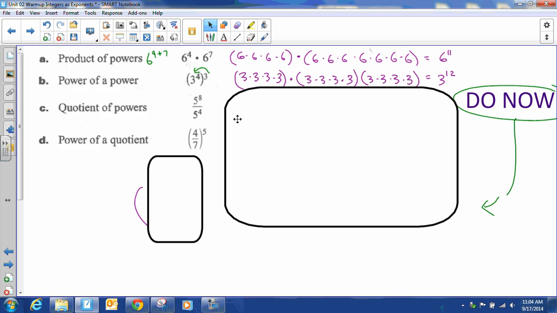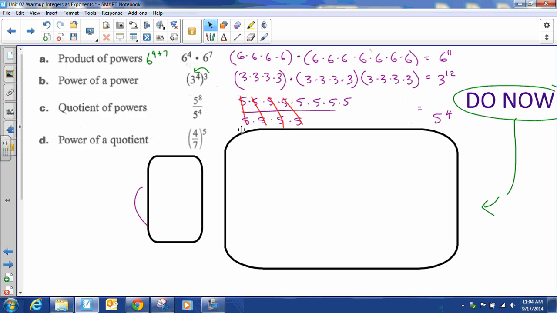5 to the 8th divided by 5 to the 4th, well, that's really 5 written down 8 times in the numerator, 5 written down 4 times in the denominator, and we cancel each one of these out. And that gives us the result of 5 to the 4th power.